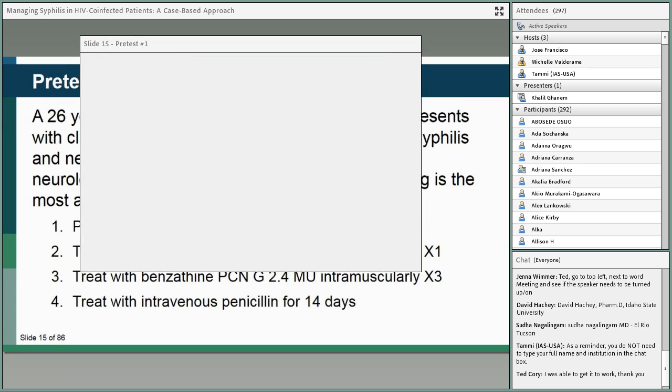And then here are the learning objectives. We're going to talk about the epidemiology. Then we're going to move to the diagnostic approach and the treatment approach by working through 2 patient scenarios that I hope you'll find useful. So without further ado, let's start with 2 pretest questions. So here are the pretest questions.